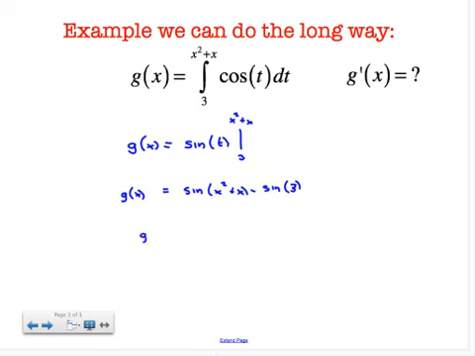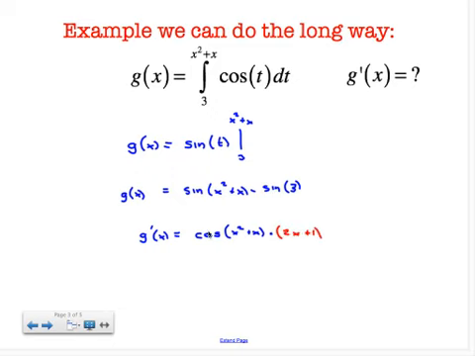So what would g prime of x be? g prime of x is going to be, the constant sine of 3 will just wipe itself out and become 0. Here I have a function that's really a composition of functions. So I take the derivative of the outer function. Derivative of sine is cosine. I leave the input alone. And then the chain rule tells me I have to multiply this by the derivative of the input, x squared plus x. And the derivative of x squared plus x is 2x plus 1.